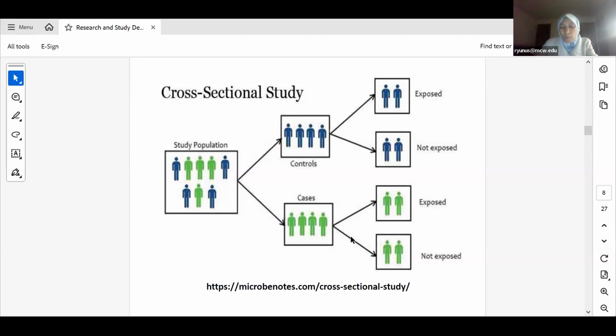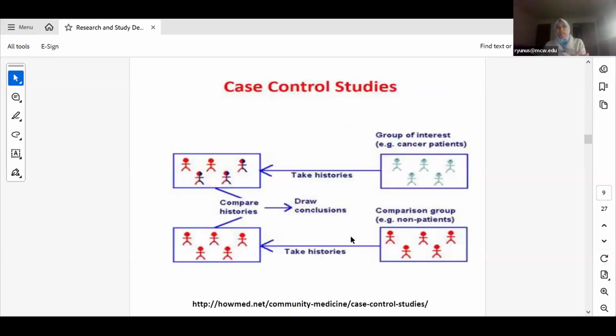We'll talk a bit more about cross-sectional study and its pros and cons later. Okay, so the second type is case control study. This is also a very famous type of observational study, but the difference between case control and cross-sectional is that in case control study, you start with the case. Okay, what is a case?